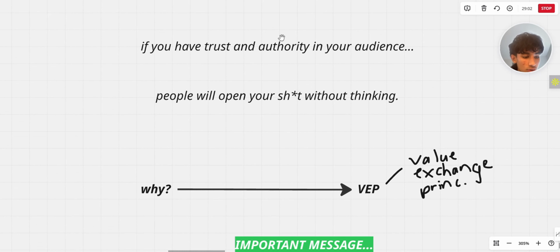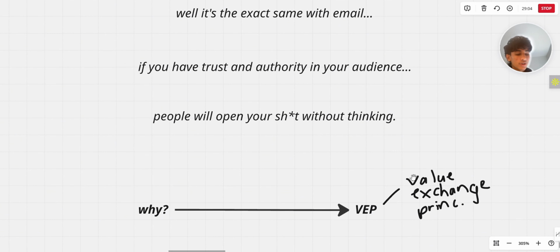And this links to what we were talking about before, the value exchange principle. Because when people view you as the expert or as the authority in their mind, then they know that the value that they're going to get from reading your email is going to be far more than what they have to invest into reading that email, which is their time. So their time will be worth it, because you have knowledge that they don't. They view you as the expert and the authority. And so they will open and they will read the email.